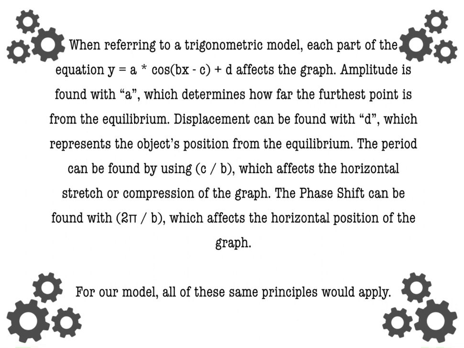When referring to a trigonometric model, each part of the equation y equals A cosine (Bx minus C) plus D affects the graph. Amplitude is found with A, which determines how far the furthest point is from the equilibrium. Displacement can be found with D, which represents the object's position from the equilibrium. The period can be found using C over B, which affects the horizontal stretch or compression of the graph. And the phase shift can be found with 2 pi over B, which affects the horizontal position of the graph. For our model, all of these same principles would apply.